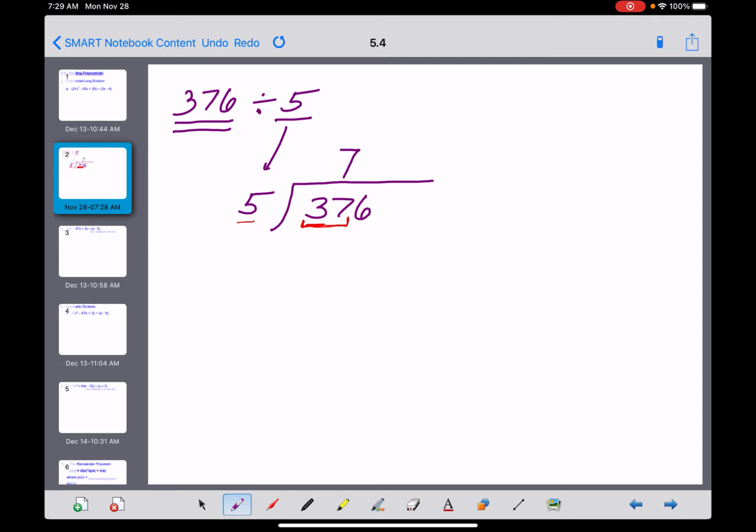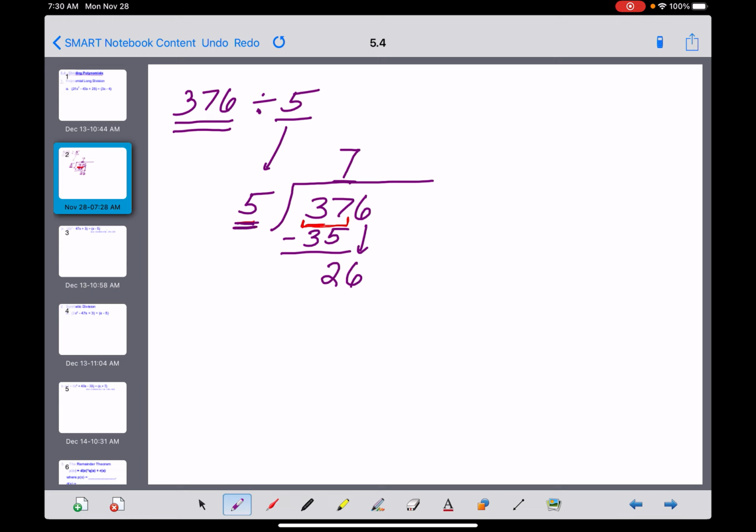We then multiply this 7 times this 5 here to get 35. We write that number underneath the 37, and we subtract now the 35 from the 37. That gives us a 2 down here at the bottom. Next, we bring the 6 here, the last digit of the dividend. We bring that down here, and we now get a 26 on the bottom.